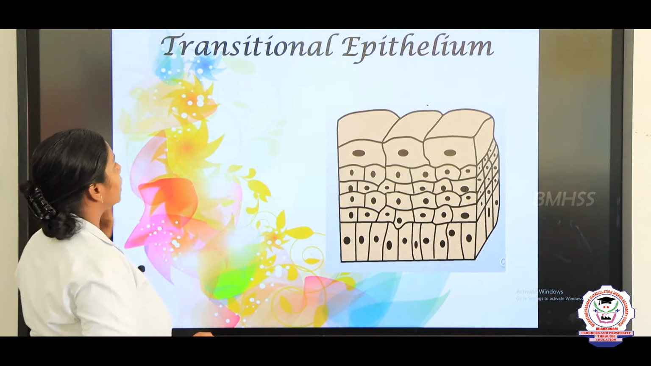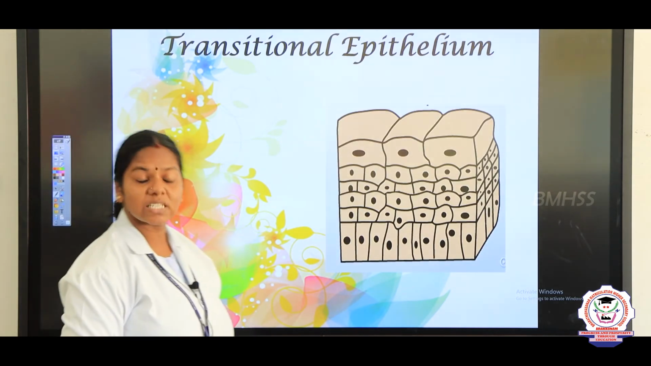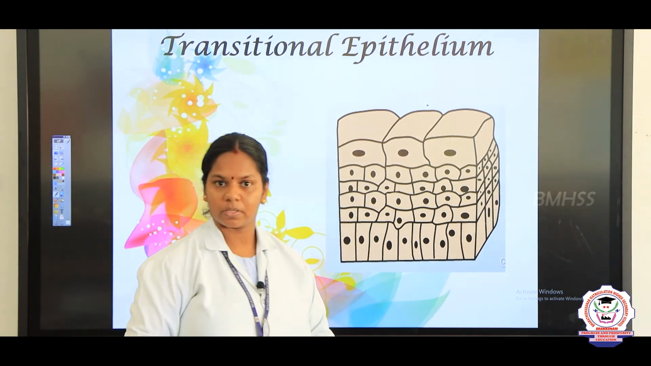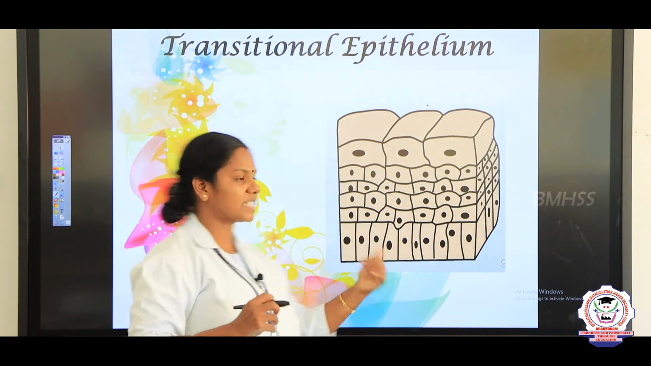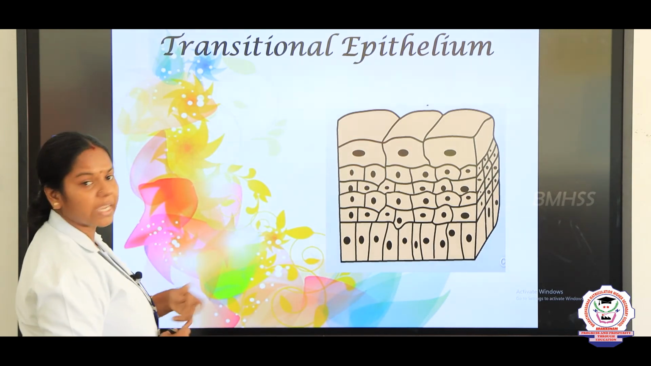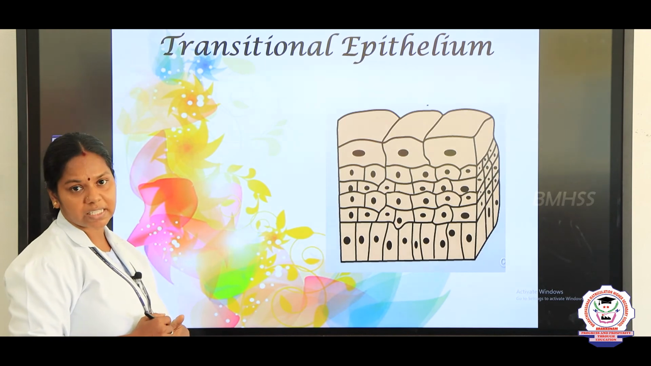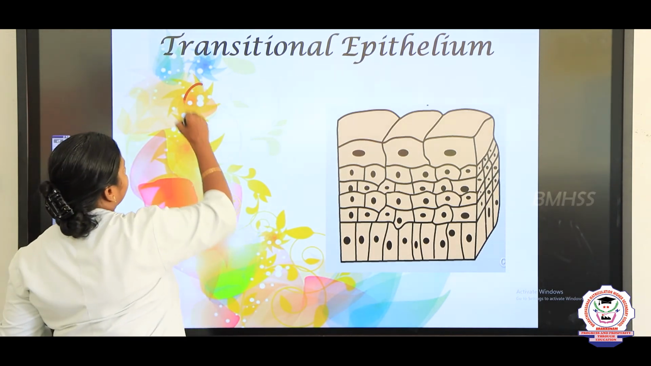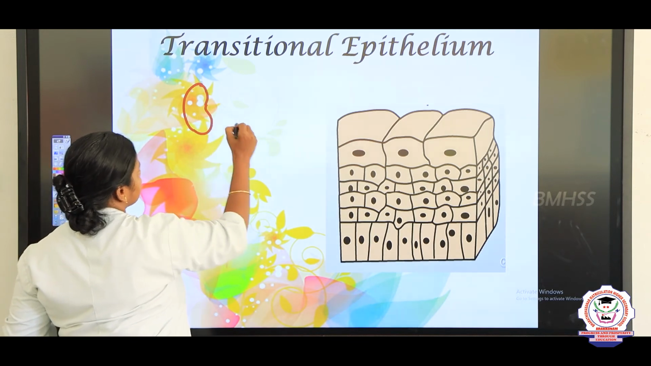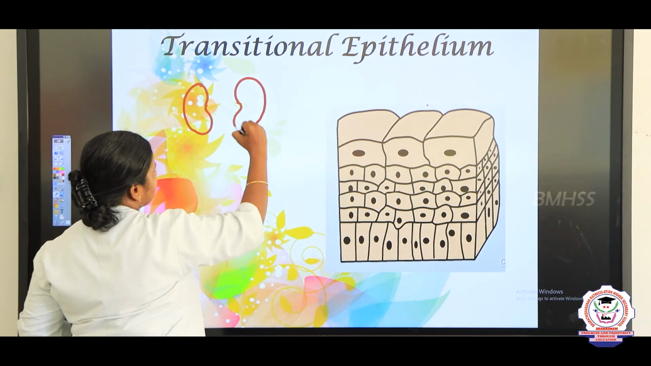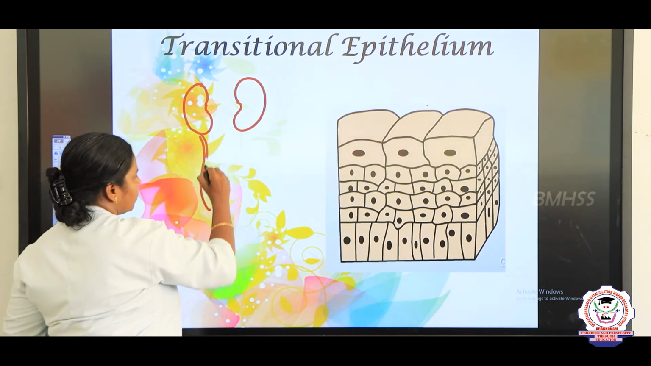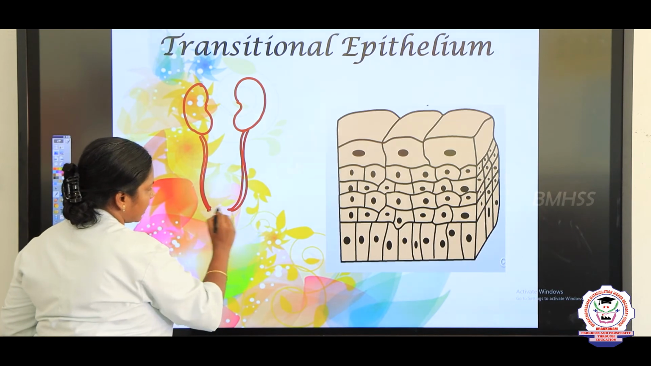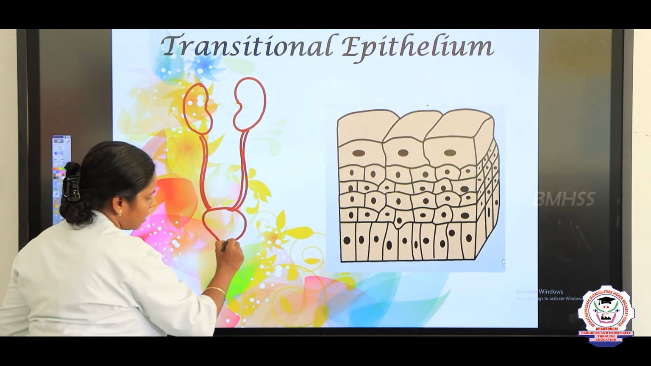And next we are going to study about the transitional epithelium. Transitional epithelium is stretchable. It can stretch. For example, it is mainly found in our excretory system, that is in the ureter and the urinary bladder. In our excretory system, from the kidneys the urine gets drained into the ureter. From the ureter the urine gets stored in the urinary bladder.